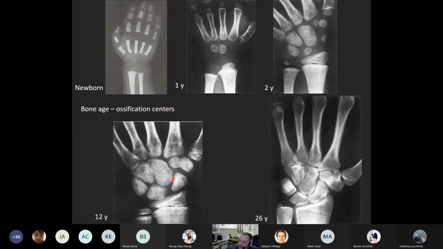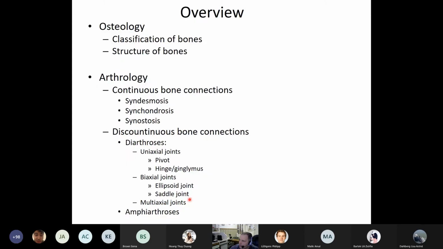At what time does a particular bone or part of a bone ossify, and at what time does the ossification center appear the first time? This is something that also might be important if you study pediatrics in future, for instance. Okay, this is what I wanted to tell you about the bones and parts of the bones in general.